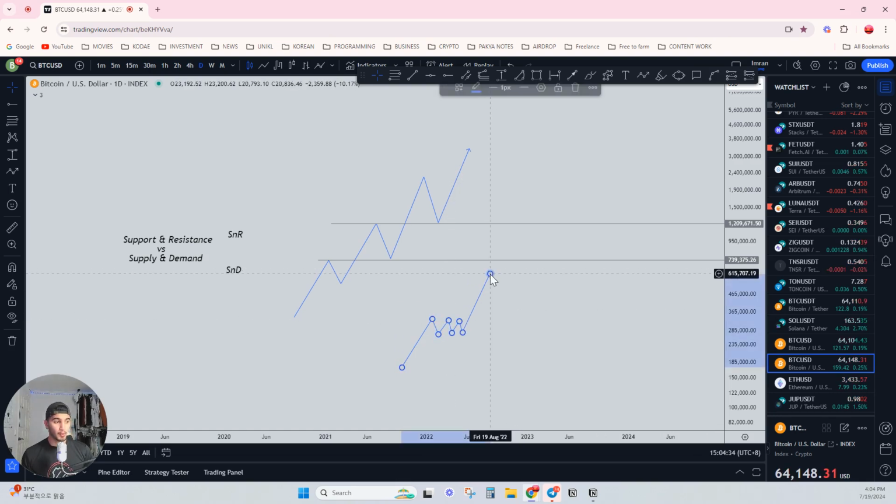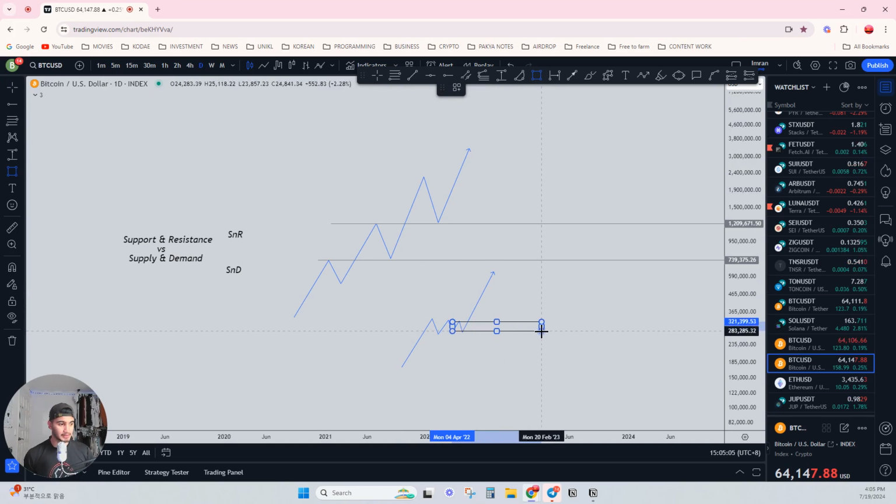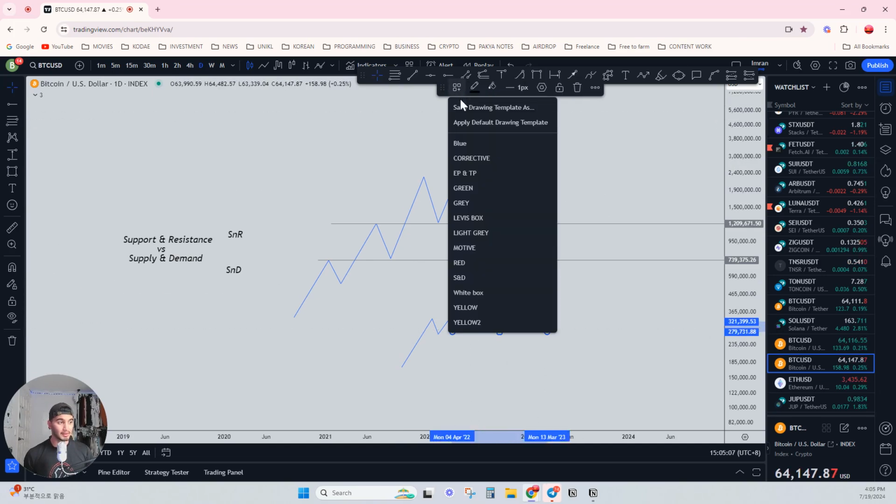So what is demand? What is supply? What is supply and demand? Supply and demand is actually the moment before an impulsive move, the start of an impulsive move. If an impulsive move starts from the bottom, then that bottom is the demand. When an impulsive move starts from the top and goes downward with momentum, that's the supply level. So from here, where is the demand? We can mark it with a zone like this.